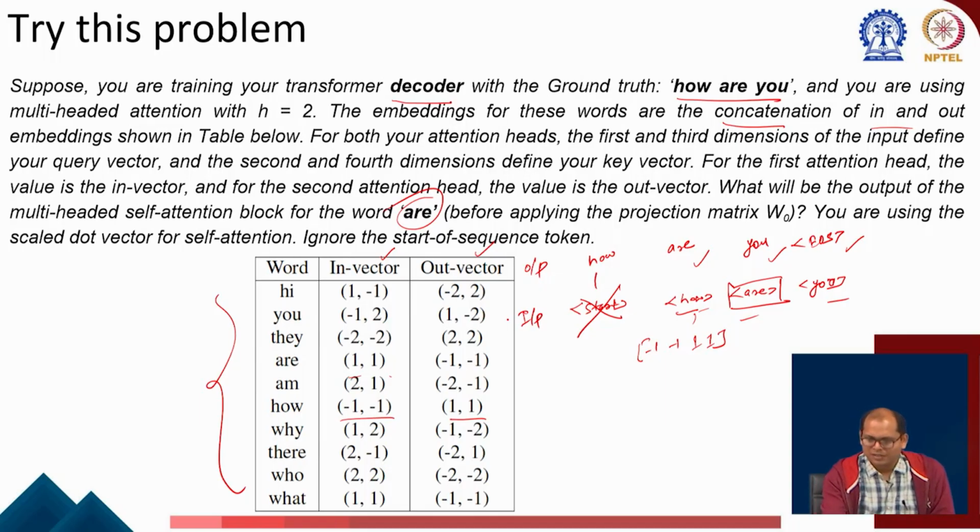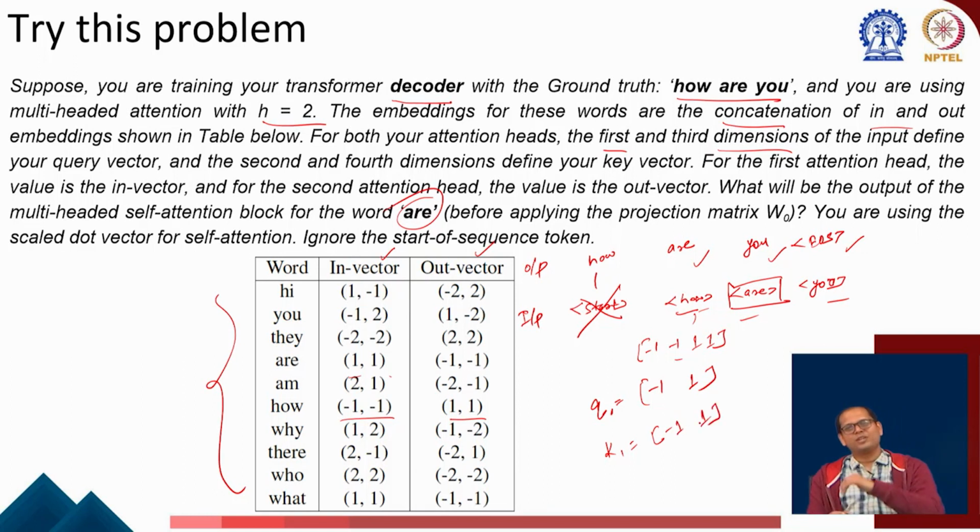What else is given? What is the projection to query, key and value to compute the multi-head attention? It is given that the first and third dimension of the input define your query. So, what is query for how? Oh, you have two attention heads. Okay, slight change, but for both of these the query will be the same in this case. So, query will be -1, 1 for how, and the key will be second and fourth. So, again -1, 1.